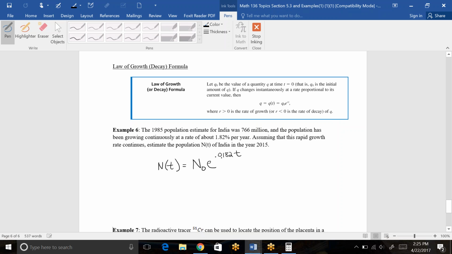So the only thing I actually put in right now was the rate. We're going to put in all the other information. So our initial population was 766 million. I'm not going to write out all the zeros, but I have to remember that whatever answer I get needs to have the word million after it. And then this is e to the 0.0182, and this was from 2015 minus 1985. So that is looking at a growth of 30 years.